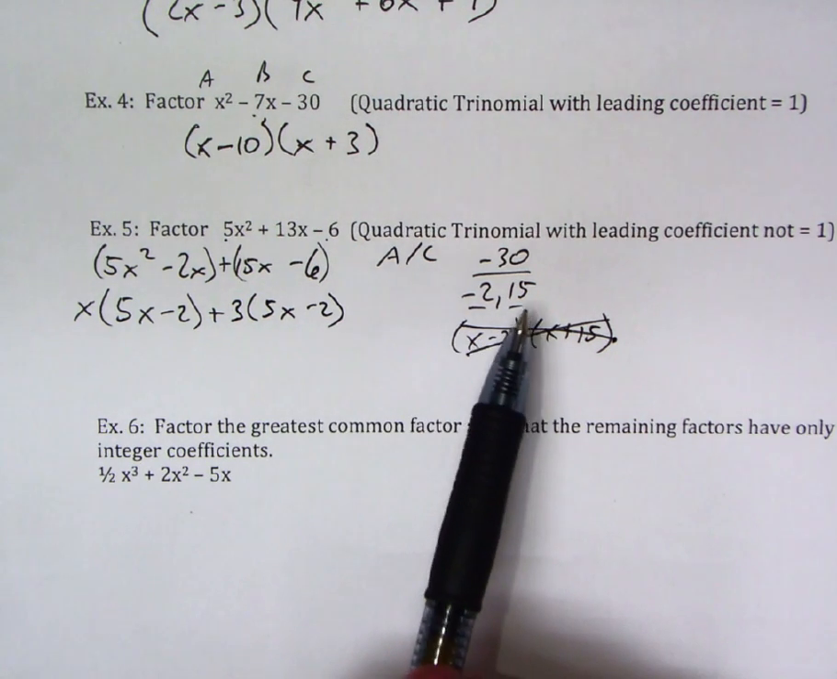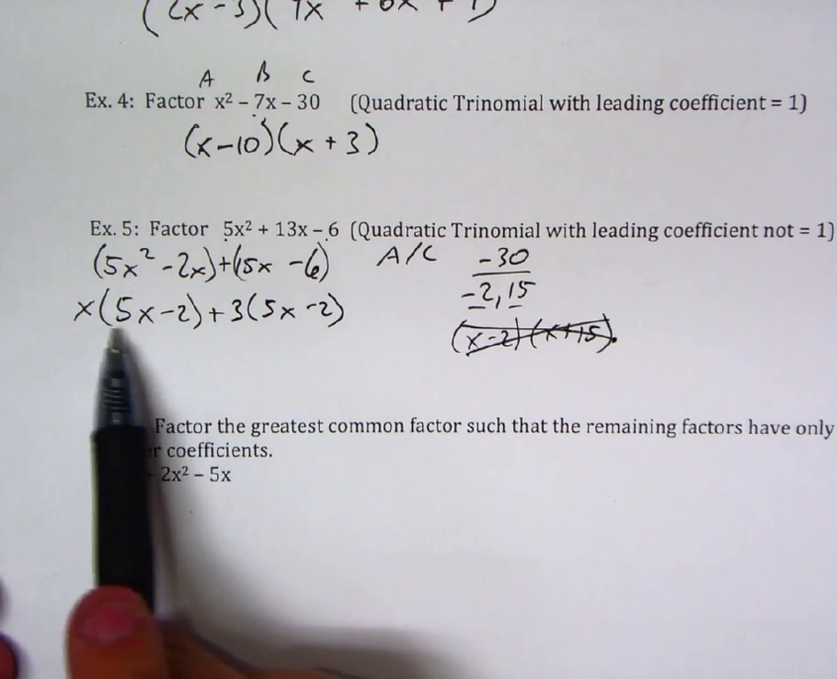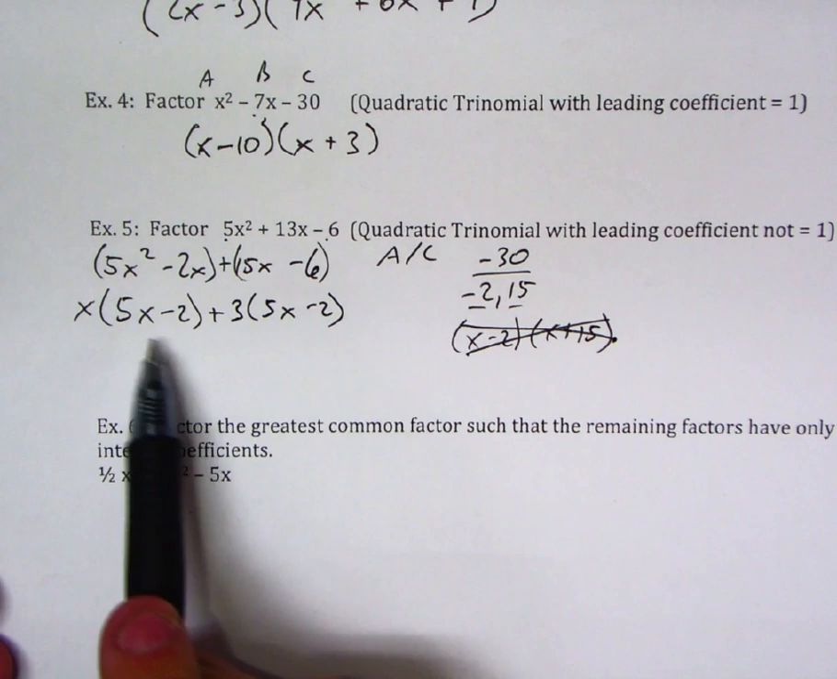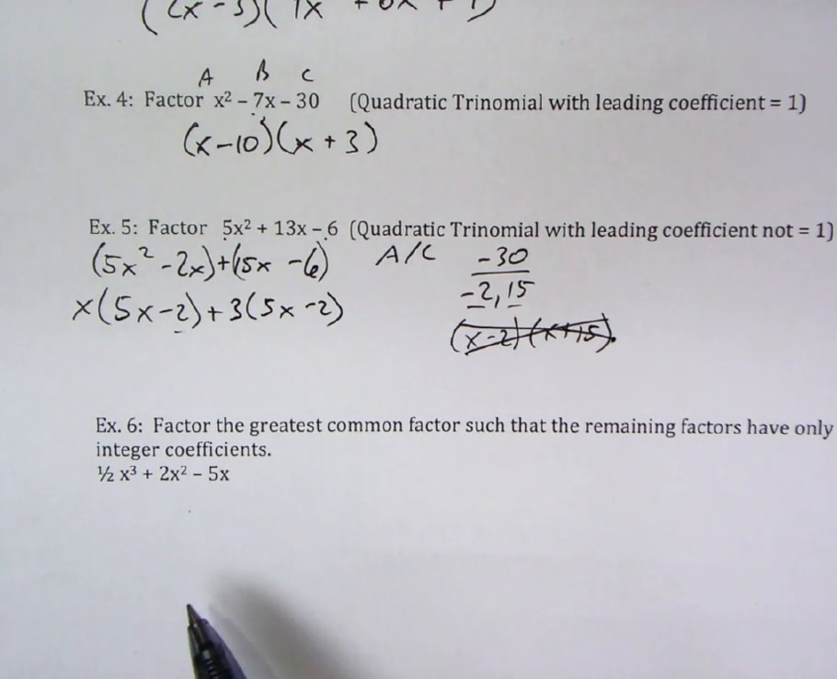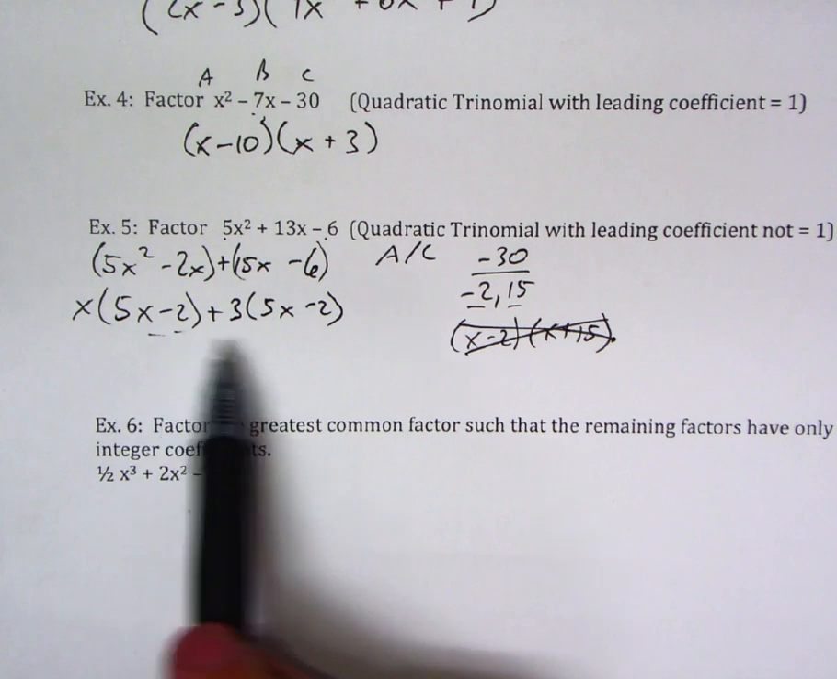If you've done this correctly up to this point, you should always, always, always have the same thing in the parentheses here. If you don't, you did something wrong. Either you found the wrong 2 numbers or you pulled out the wrong GCF. You should always have the same thing in the parentheses.